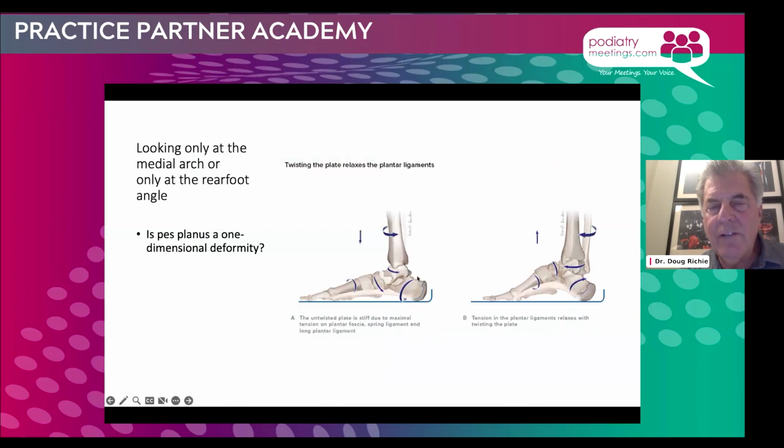So if we look at these rotations brought on by the tibia, internal rotation of the tibia untwists the foot plate. The untwisting is eversion of the heel or rear foot, inversion or supination of the forefoot. Reciprocally, if we externally rotate the tibia and fibula and the talus, the rear foot inverts and the forefoot pronates. This is clearly not a one-dimensional deformity.